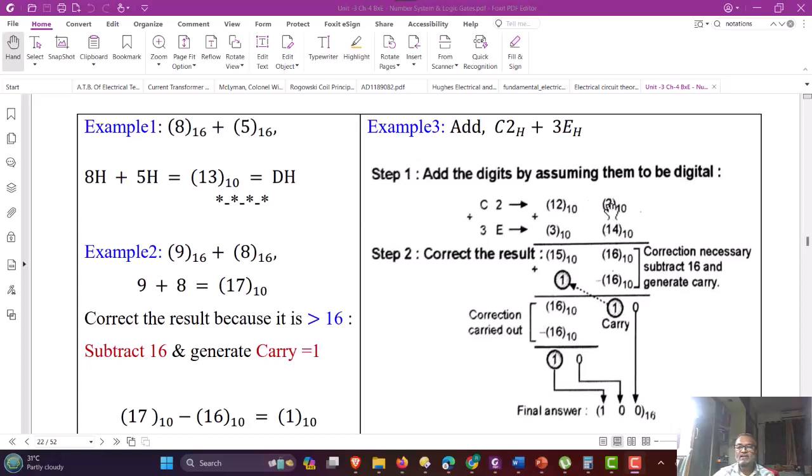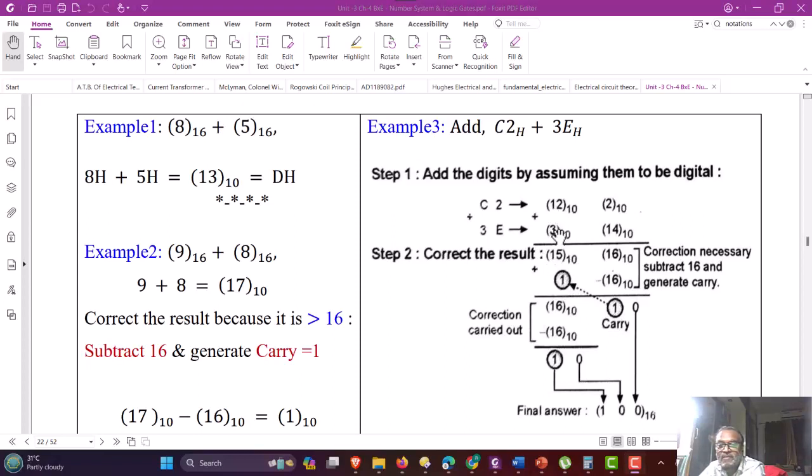So here do the addition, 14 plus 2 is 16. The result is not less than 16 and therefore correction is required. So as usual we have to subtract 16 from it and generate a carry. So 16 minus 16 is 0, and the carry is generated here.